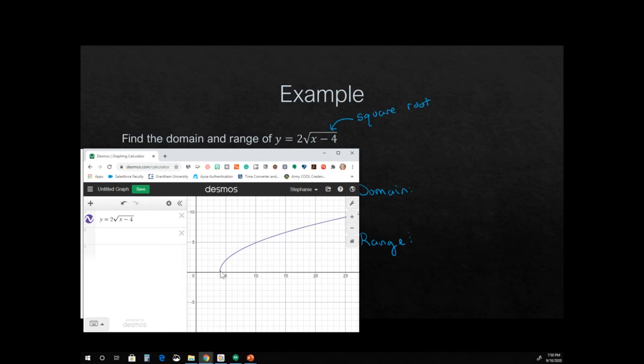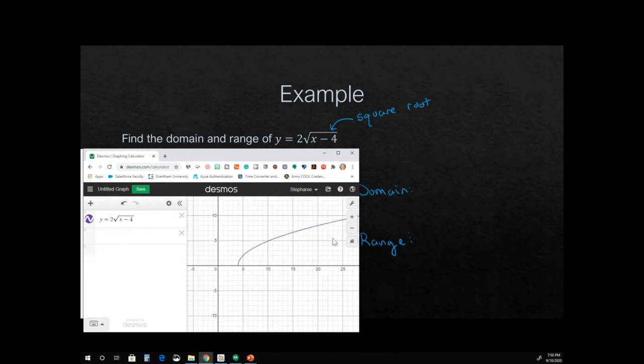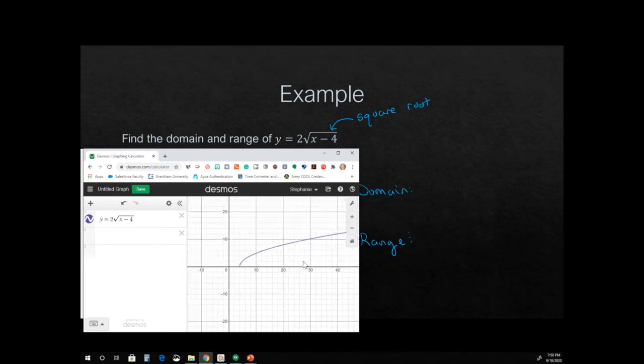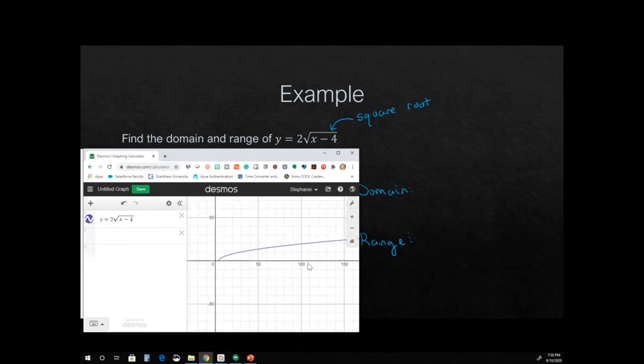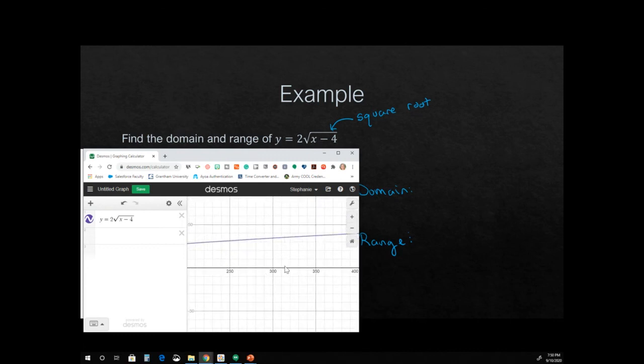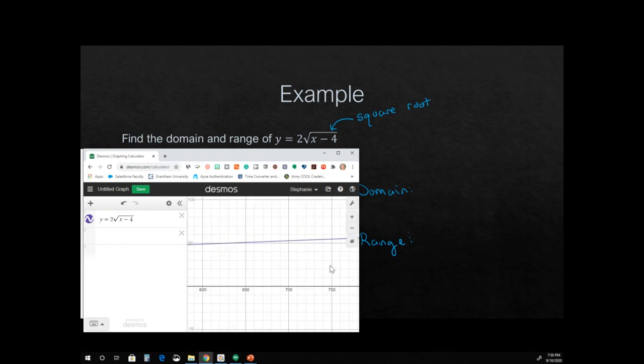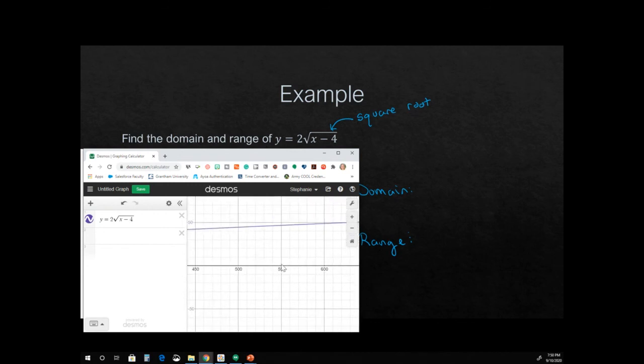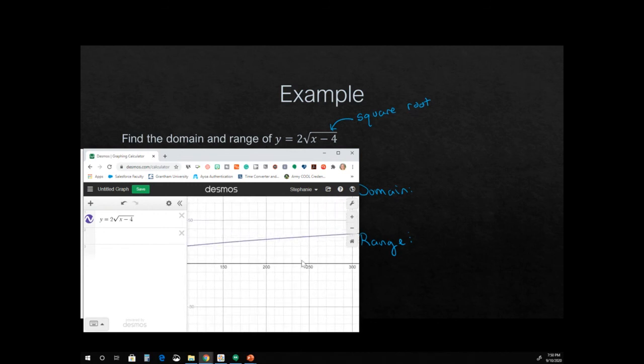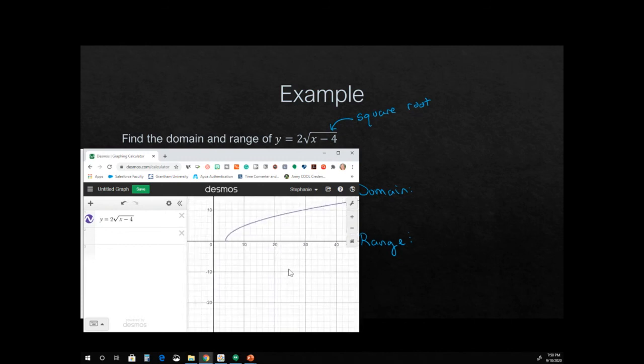It has a stopping point on the left, and then it goes on forever to the right. So I can keep zooming out. I can keep moving over along the x. The x goes on forever, and the y just keeps getting bigger and bigger and bigger. So the y also goes on forever. I'll have to go back. So it goes on forever in one direction, not both.